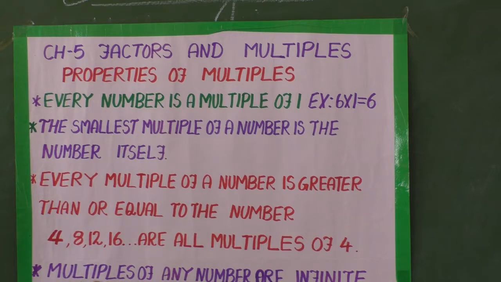Okay, then multiples of any number are infinite. Do you know what is the last multiple of 4? Otherwise, do you know the last multiple of 25? No. Why? Because numbers are infinite. So we don't know which is the last multiple of any number. So multiples of any number are infinite. Okay? Right. Now today we are going to see the remaining sums in exercise 5.2.